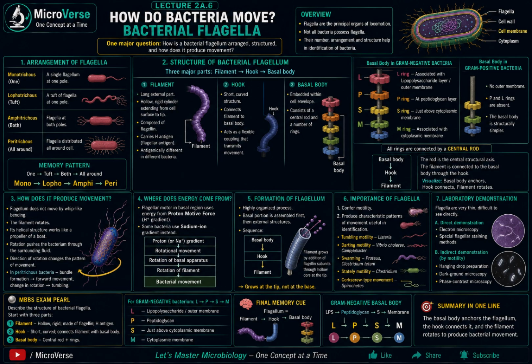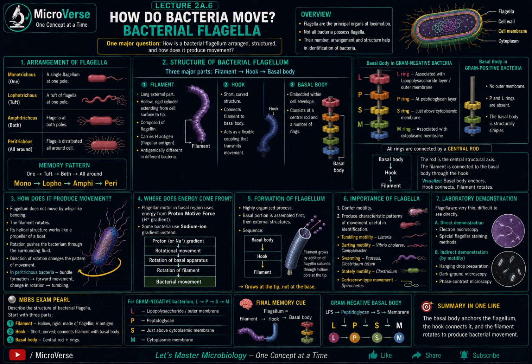The next point is formation of the flagellum. The flagellar formation is a highly organized process. The basal portion is assembled first, followed by the external structures. A useful simplified sequence is basal body, hook, and filament. The filament grows by the addition of flagellin subunits, which are transported through its hollow central core towards the growing end. This means that the filament grows at the tip, not at the base. This is an important concept in flagellar assembly.